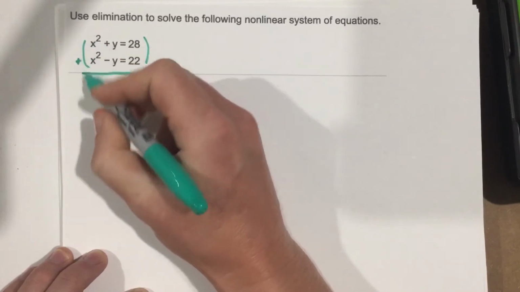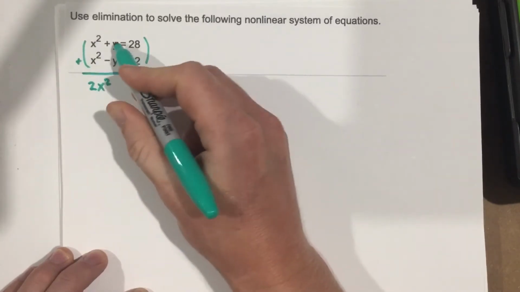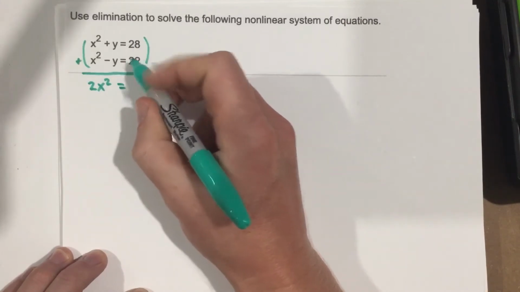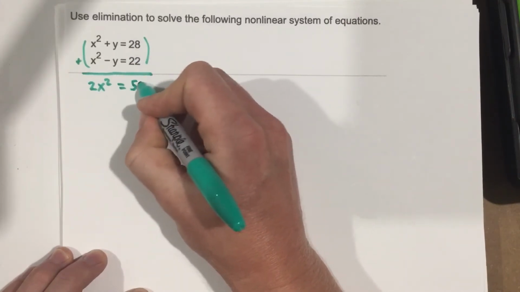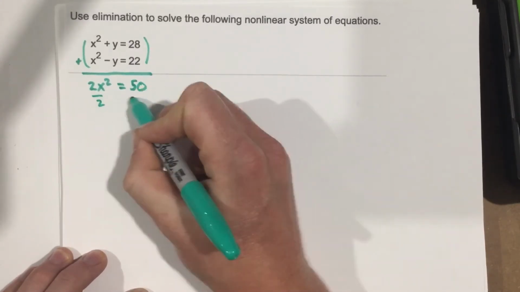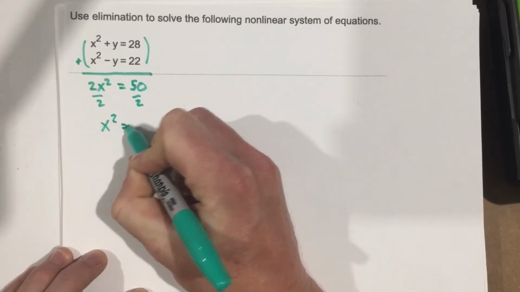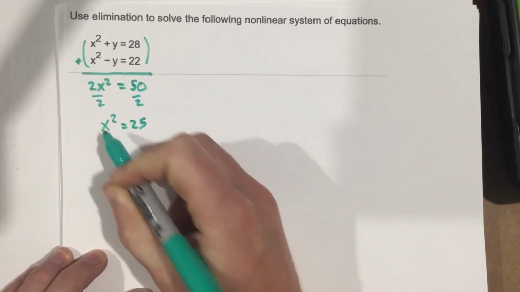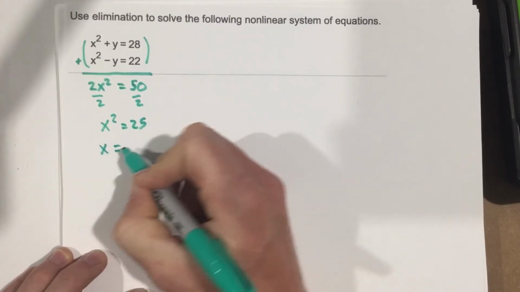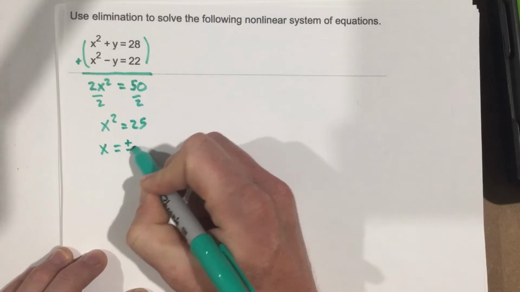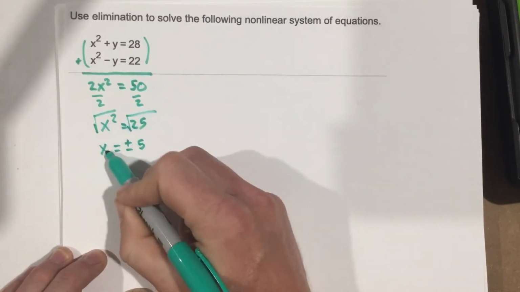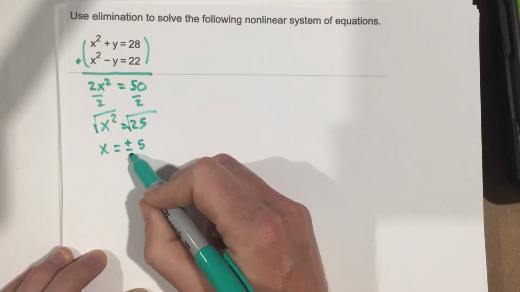When I add these together, I get 2x squared, positive y plus negative y, that's 0, equals 28 and 22 gives you 50. Now we can divide by 2 on each side. x squared equals 25. So then we can do the square root of each side, and we end up with x equals plus and minus 5. So if you square root each side, this becomes x, this becomes positive or negative 5.